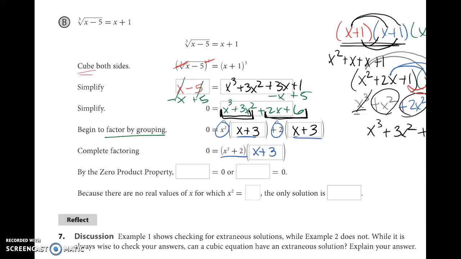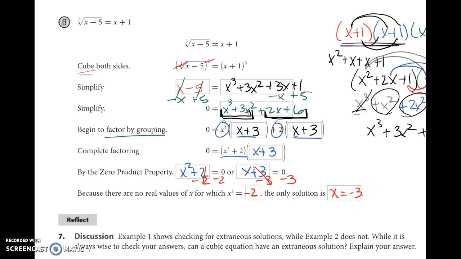And then after you factor, like we did on the other one, we want to go ahead and set these equal to 0 in order to solve. So I have x squared plus 2, and I have x plus 3. So solving this, I subtract 2 from both sides. And it says, because there are no real values for x for which x squared will equal -2, the only solution is this other one over here, which is subtract 3 from both sides, and I get x equals -3.